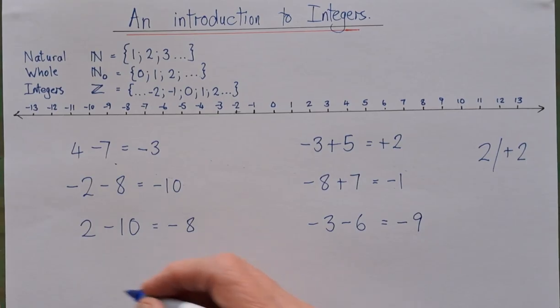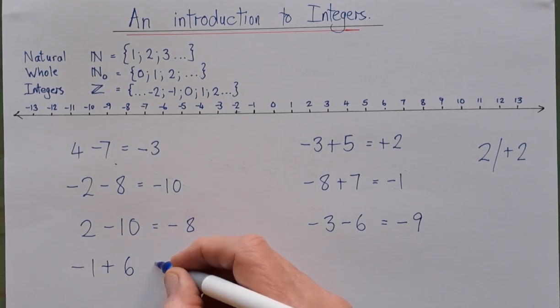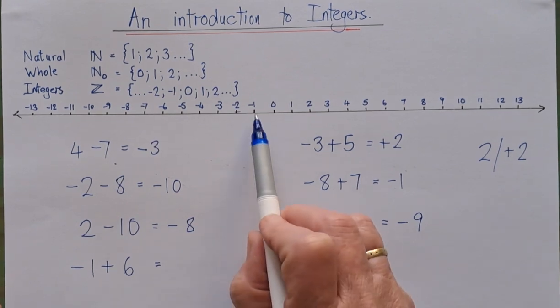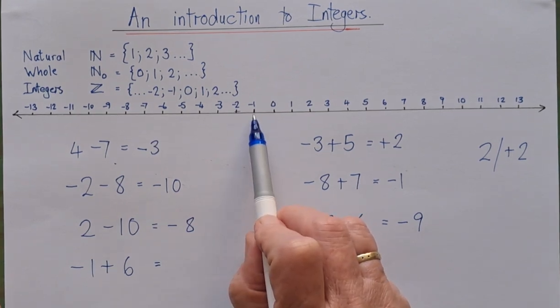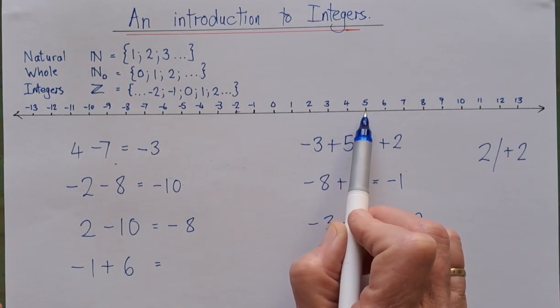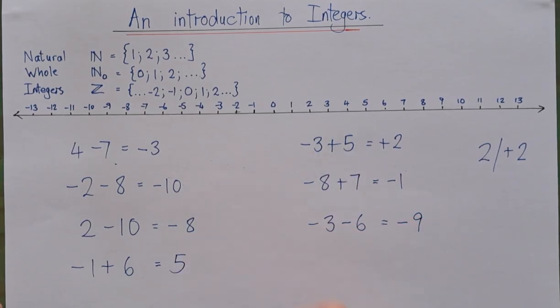Let's do 2 more just to end off. Negative 1 plus 6. Where must I start? At the first number. So negative 1, remember to count the jumps. So we're going to go 1, 2, 3, 4, 5, 6. We jump to the right because it said plus, and we've landed on 5.